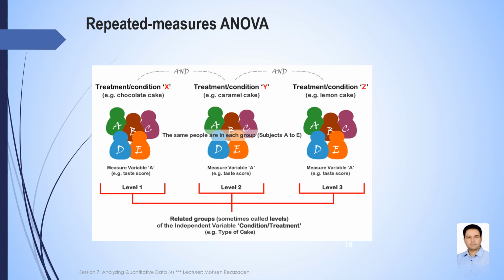Where measurements are made under different conditions, like in this example, the conditions are the levels or related groups of the independent variable. For example, type of cake is the independent variable here with 3 levels: chocolate, caramel, and lemon.